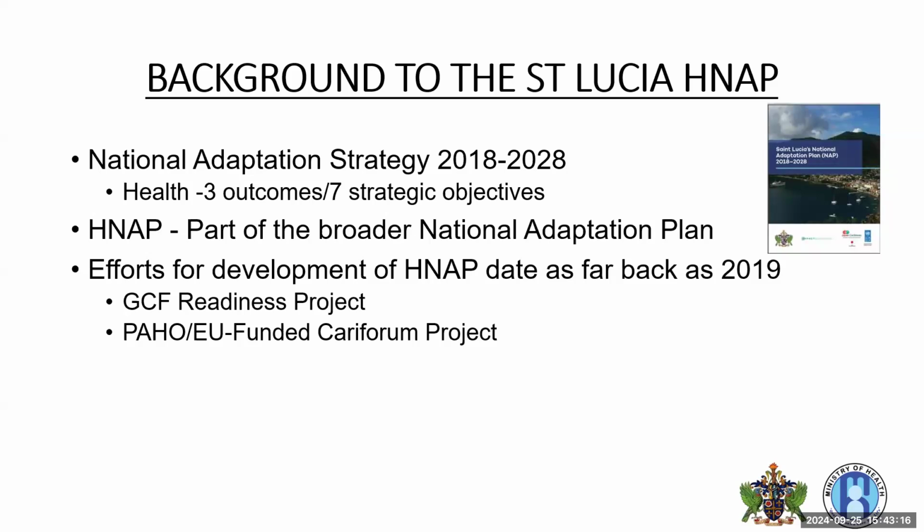Under the NAP, there were 3 outcomes for health: an enhanced enabling environment for health-related climate adaptation action, improved public health under a changing climate, and strengthened preparedness for climate variability and extremes. And there were 7 strategic objectives under those 3 outcomes.